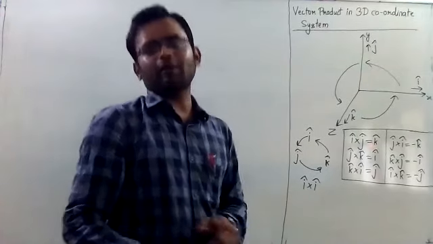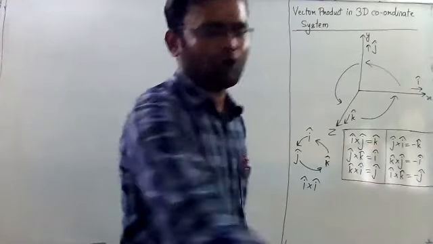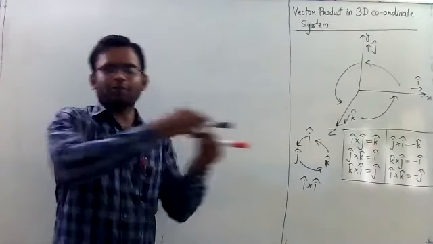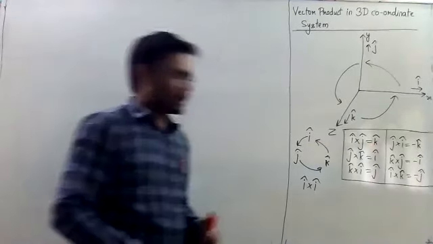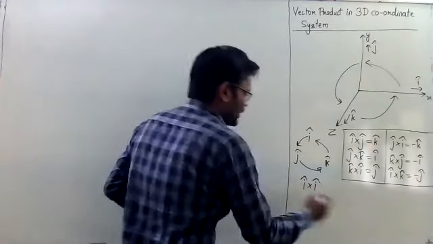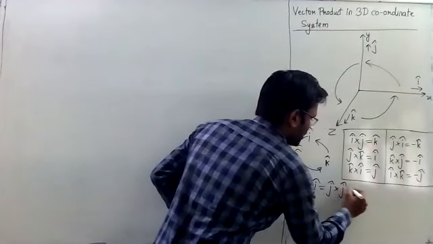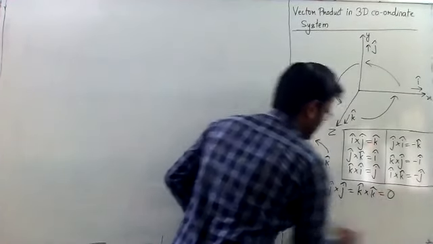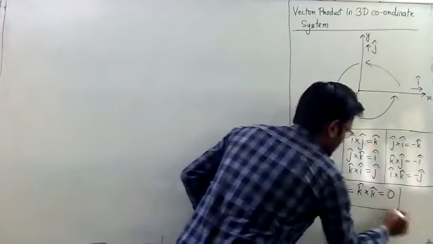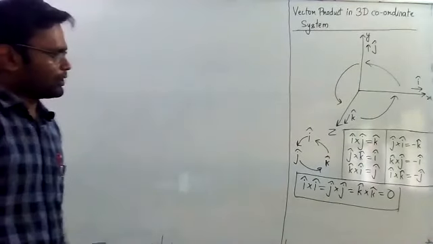So whenever we are having any parallel or anti-parallel vectors, what is the meaning of anti-parallel? If they are both in the same direction, they are parallel. If they are in opposite direction, they are anti-parallel, right? They are opposite to each other. So i cross i is equal to j cross j, equal to k cross k, equal to 0. This we need to keep in our mind, we need to just remember.